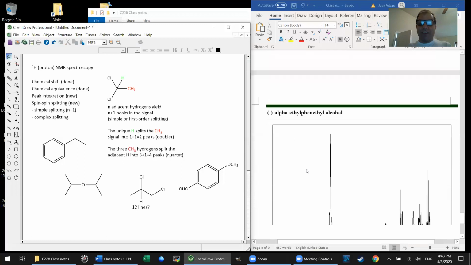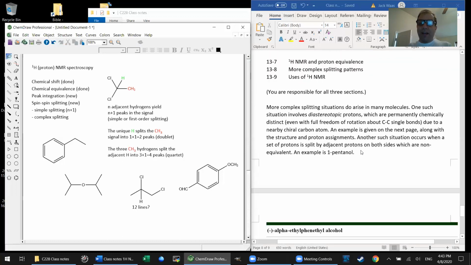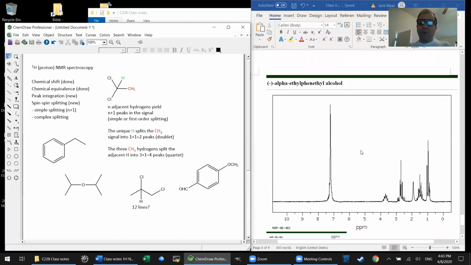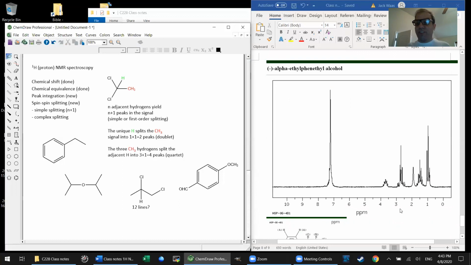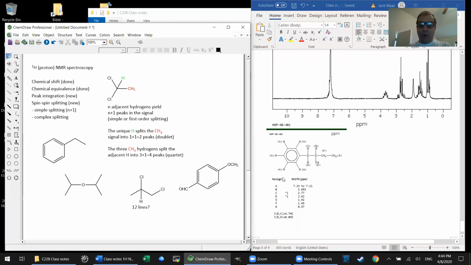The worst case, the crowning audacity, is in the case of protons that are what we call diastereotopic. And we mentioned these earlier. These are ones that are permanently chemically distinct because they permanently have a different chemical environment. And one such case is in this molecule here, where I've even given you all of the assignments here.